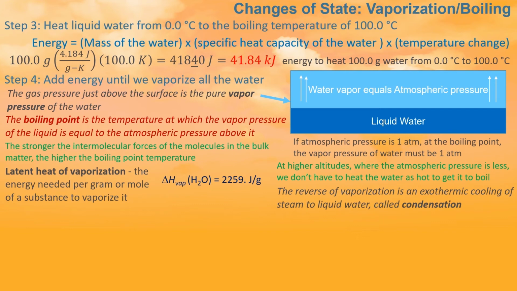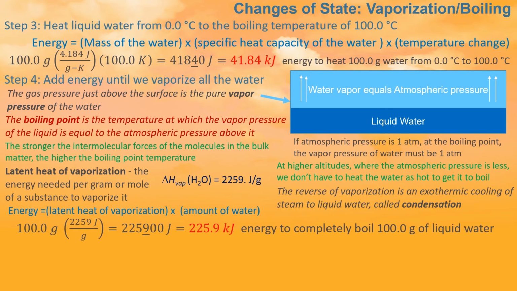As before, the mass in the denominator should make sense. The more water we have in grams, the more energy it will take to vaporize it. To calculate the energy needed to boil the water, we multiply the latent heat of vaporization by the amount of water we have. For 100 grams of liquid water, it will take 225,900 joules or 225.9 kilojoules of energy to boil off the water.